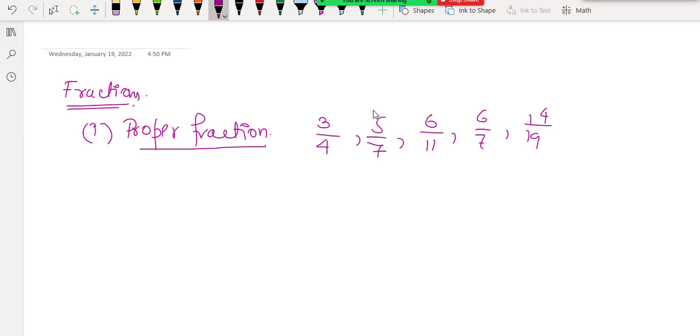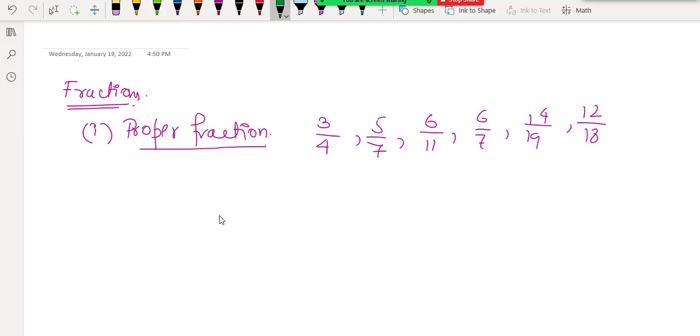Yes, 12 by 18 is. Yes, you can. Okay, numerator is less than denominator, that kind. Yes, that is improper fraction. Very good.